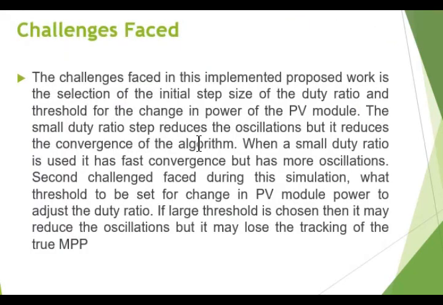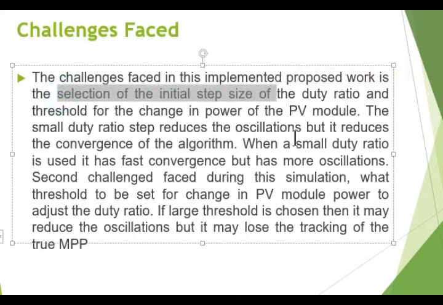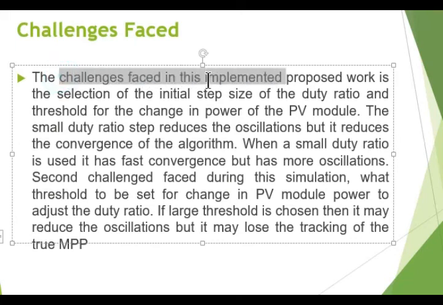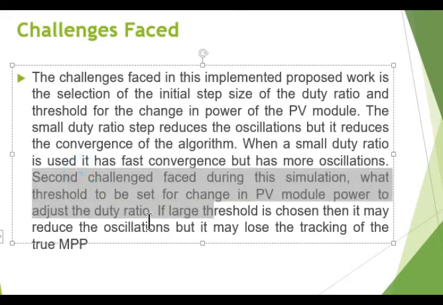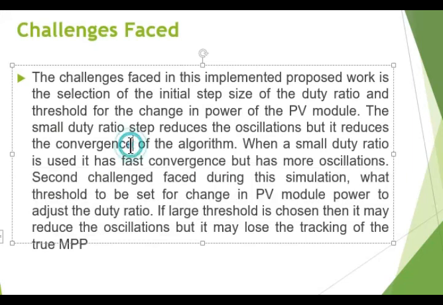The last thing is the challenges we faced. How to determine the initial step size is very important for convergence and for minimizing the oscillations. That was challenging. We used multiple step sizes and simulated the results, and whichever suited best was 0.01. The second thing was the comparison with the optimum voltage. We also had to select the threshold for delta P, which we also chose by hit and trial.